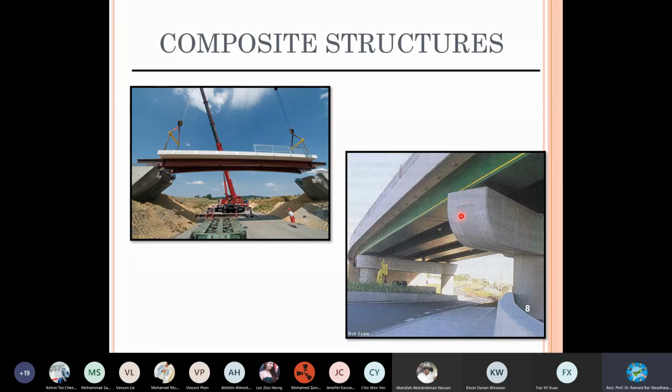Sometimes the water may rise until this part. Sometimes it cannot be disposed of, so the water will be there for 1 to 3 days and then slowly drain out. In that case also, it is dangerous if you have a steel structure.